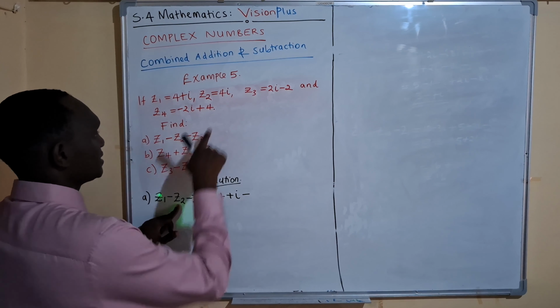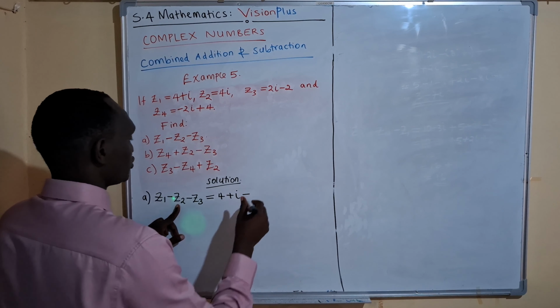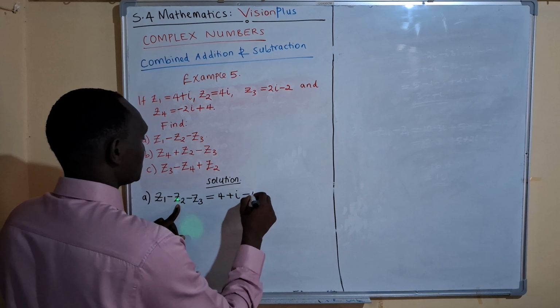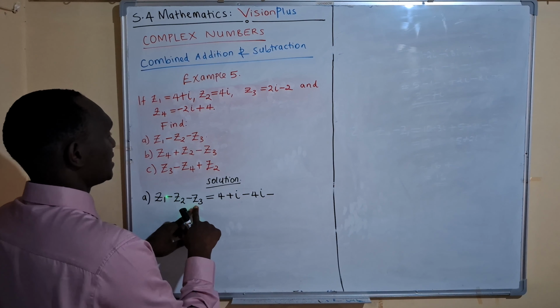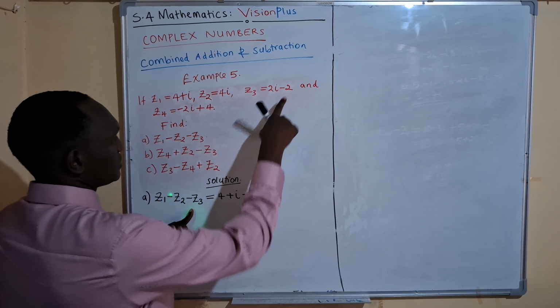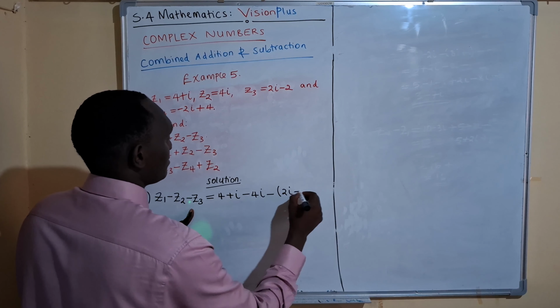What is z2? z2 is 4i, which is a single term, so there's no need for us to put the bracket. So we just say minus 4i. And then again minus z3. What is z3? z3 has two terms, so we need to keep the brackets. Open the brackets and say 2i minus 2.